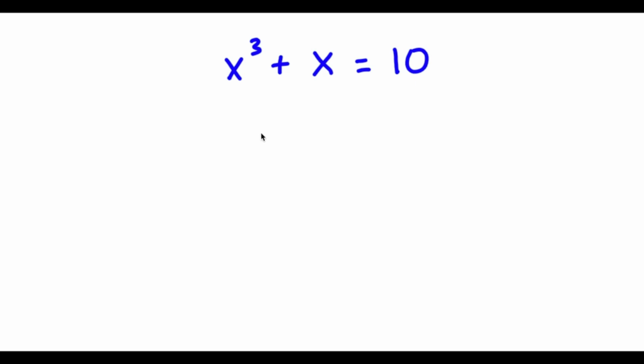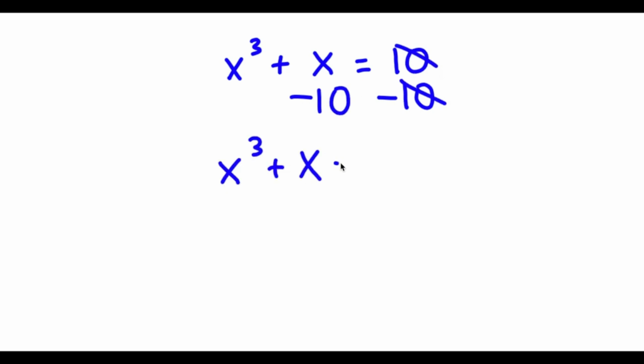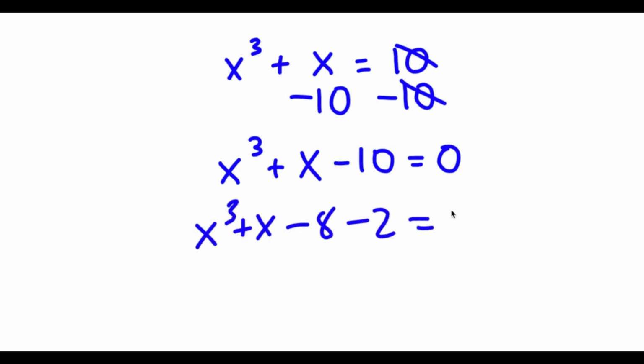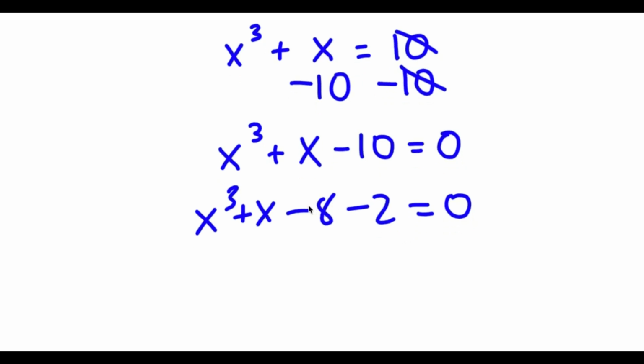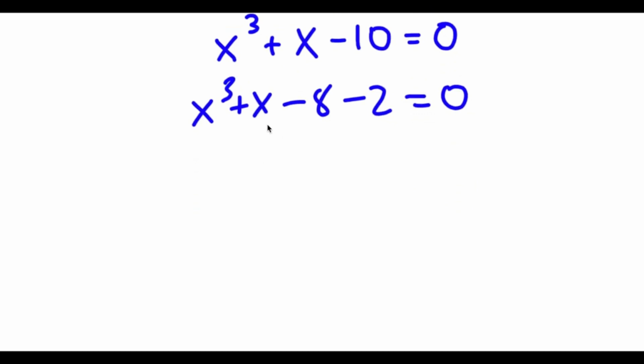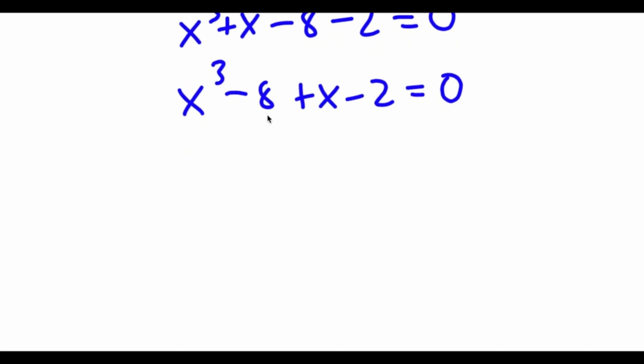Alright, so in this problem, I have x to the power of 3 plus x is equal to 10. So to solve this, I'm going to first start by subtracting 10 on both sides. So now I have x to the power of 3 plus x minus 10 is equal to 0. Now negative 10, that's the same thing as negative 8 minus 2. So now I'm going to switch the order of these and rewrite this as x to the power of 3 minus 8 plus x minus 2 is equal to 0.